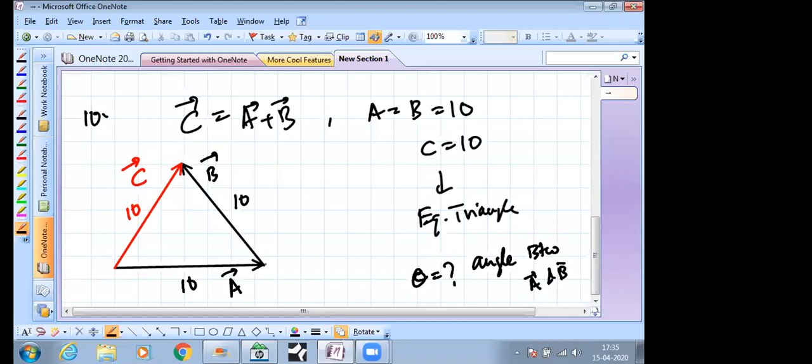So a ka direction kya hai? A wala direction. Whereas b ka direction kya hai? It is that one. So to switch from a's direction to b's direction, how much you have to turn by? You have to turn by 120 degrees, not by 60 degrees. See, this is the direction of a. So from here you have to switch by how much? You have to switch by 120 degrees. So your theta is in fact 120 degrees. So this is the answer to the 10th question.